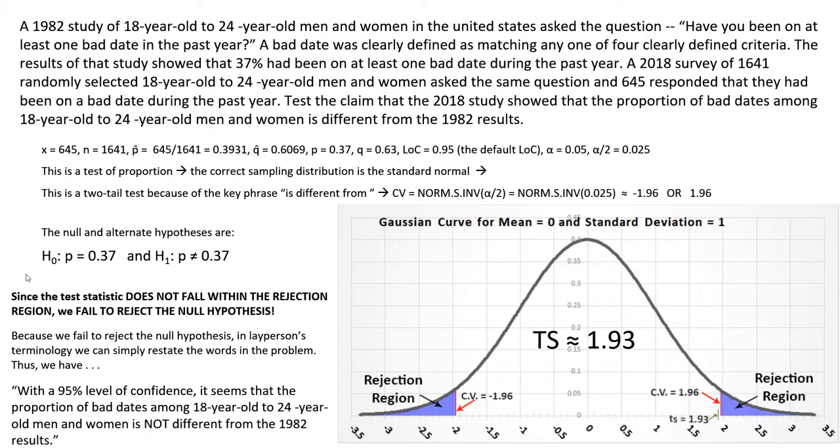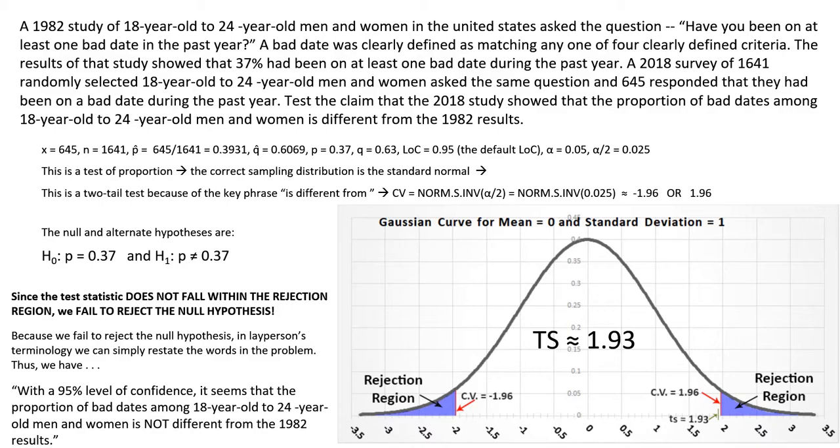We can't reject that the population proportion is basically the same as it was in 1982. And that's what this part says right here. Because we fail to reject the null hypothesis, in layperson's terminology, we can simply restate the words in the problem. With a 95% level of confidence, it seems that the proportion of bad dates among 18 to 24-year-old men and women is not different from the 1982 results. And again, that's because we fail to reject that they are equal.